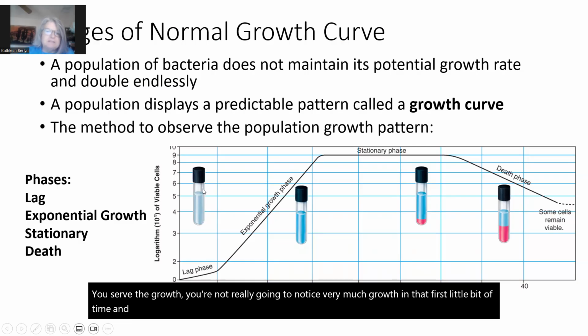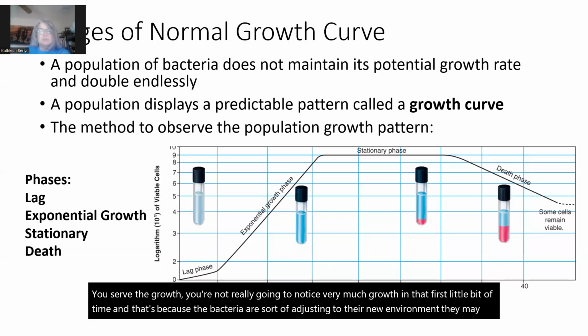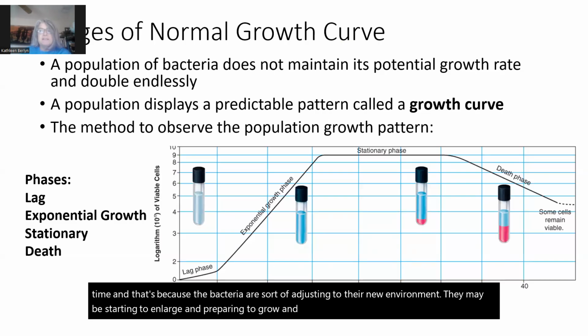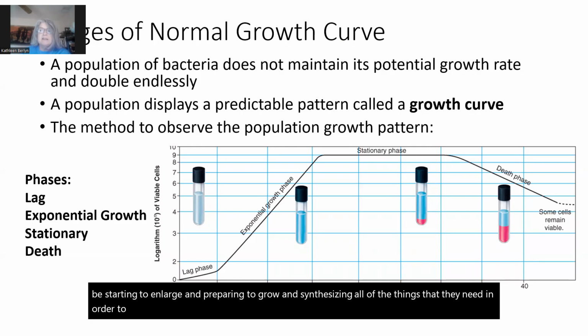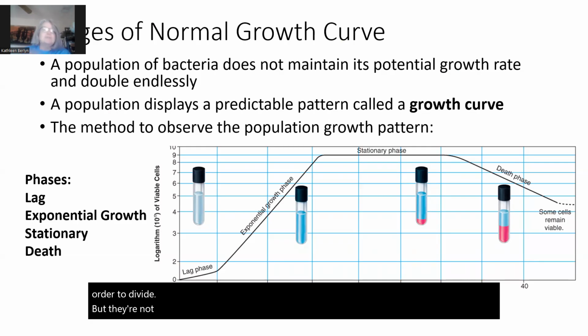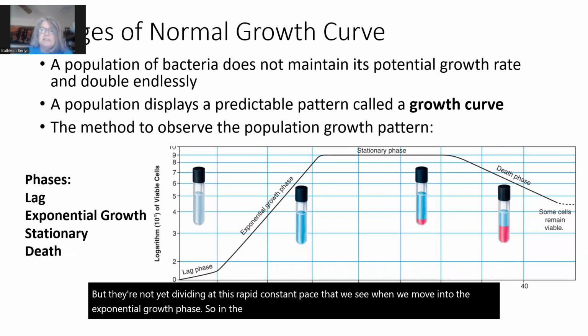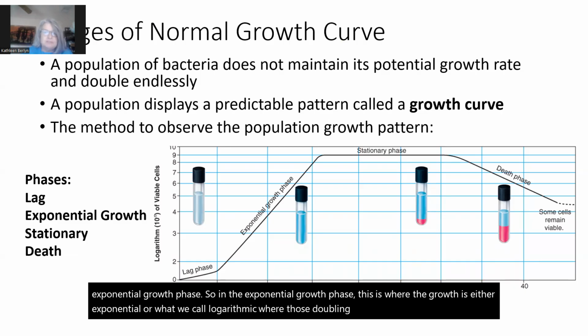And that's because the bacteria are sort of adjusting to their new environment. They may be starting to enlarge and preparing to grow and synthesizing all of the things that they need in order to divide, but they're not yet dividing at this rapid, constant pace that we see when we move into the exponential growth phase. So in the exponential growth phase, this is where the growth is either exponential or what we call logarithmic, where those doubling times are just really rapidly growing.